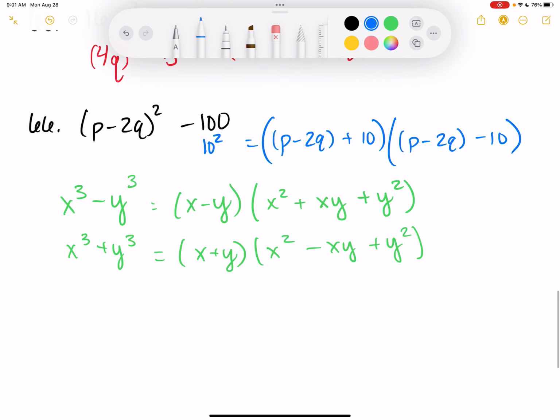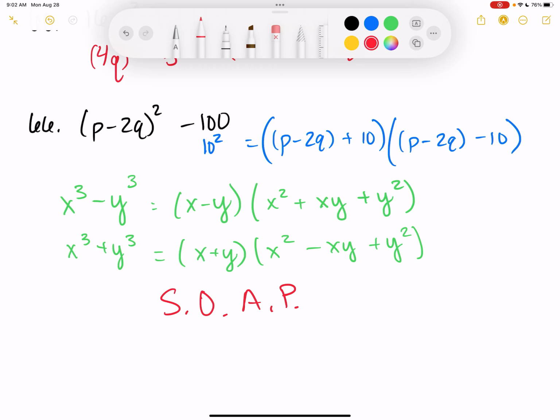So it was in your notes, but it's SOAP. So it's same sign, opposite sign, always positive, is what that means. So just don't forget SOAP when you're doing a sum or difference of cubes.